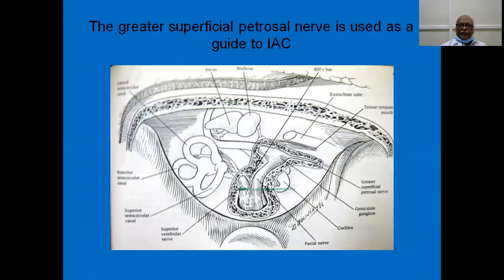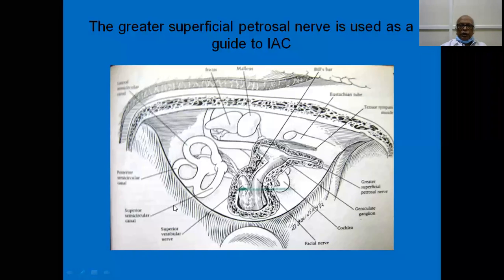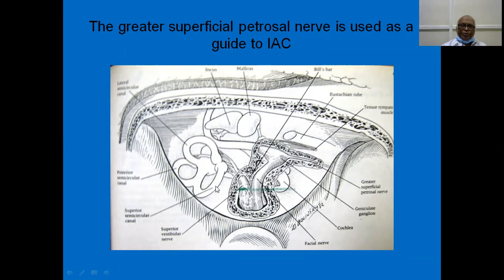Now, you identify the dome of the superior semicircular canal, that is the arcuate eminence. Just medial to it, just posterior to it, you drill the bone. Then you will be identifying the greater superficial petrosal nerve and the geniculate ganglion, and go medially to identify the facial nerve and also the superior vestibular nerve. This is anterior, this is posterior. You can see the classical tumor here.